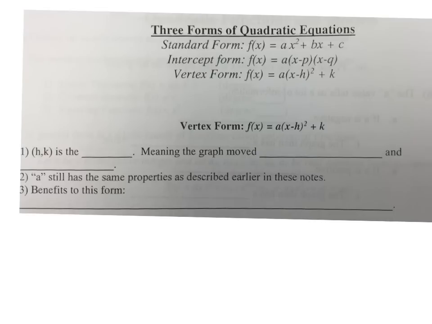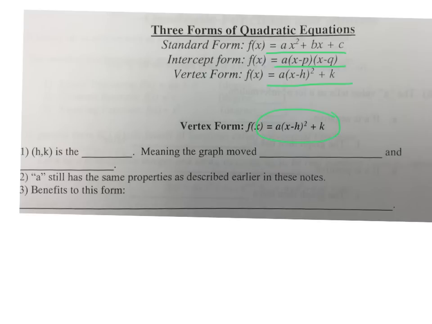Okay, so there's three forms that quadratics come in. Standard form, the ax squared plus bx plus c. Intercept form, a times x minus p times x minus q. And vertex form, a times x minus h squared plus k. So we're going to take a moment, we're going to look at each form individually. So we're going to start with vertex form.